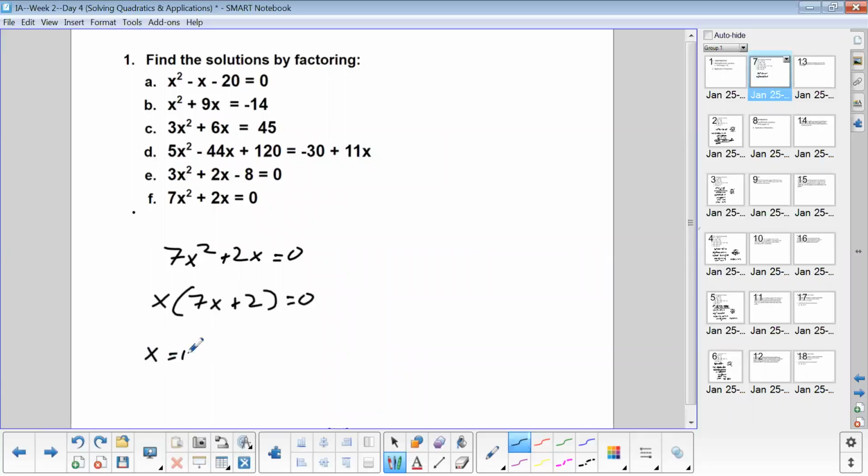So we take our factors. So x equals 0 and 7x plus 2 equals 0. So x would be, subtract 2 and divide by 7. So the two solutions would be 0 and negative 2/7.